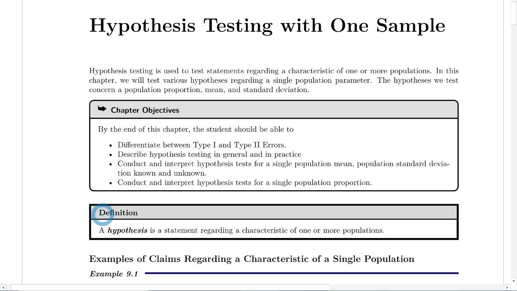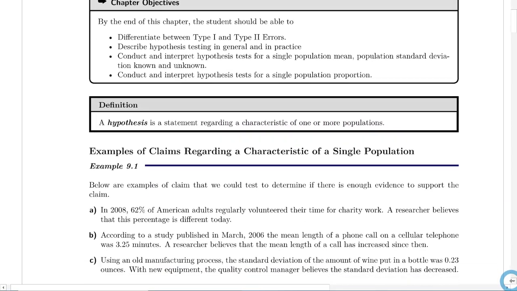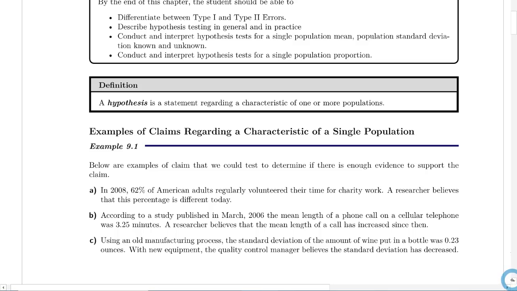So, what is a hypothesis? A hypothesis is a statement regarding a characteristic of one or more populations. Here are some examples. Notice we have a population statistic: in 2008, 62% of American adults regularly volunteer their time for charity work. You hear stuff like this all the time. It's in pamphlets, whatever. But then a researcher claims, a researcher believes this percentage is different today, and that's the claim.